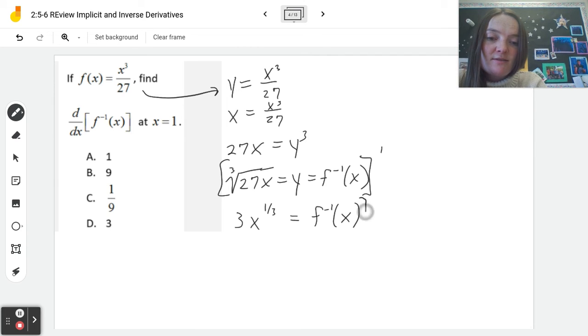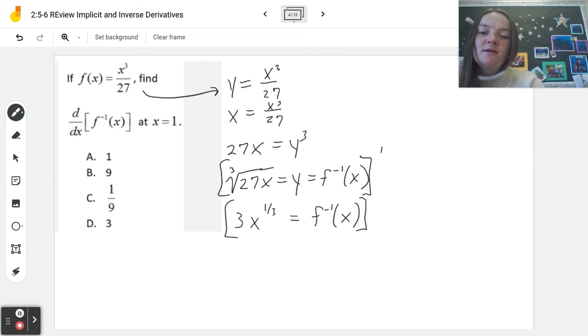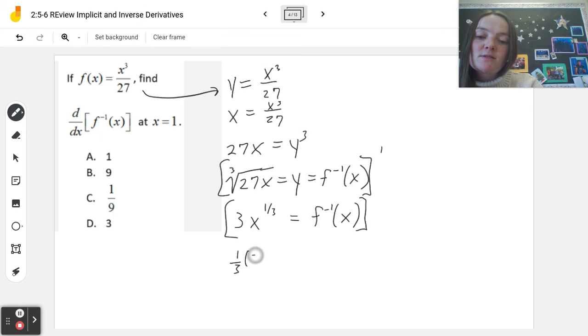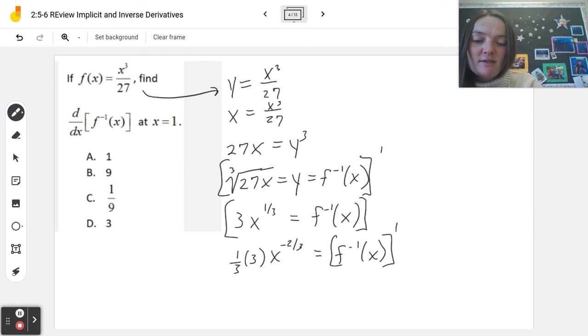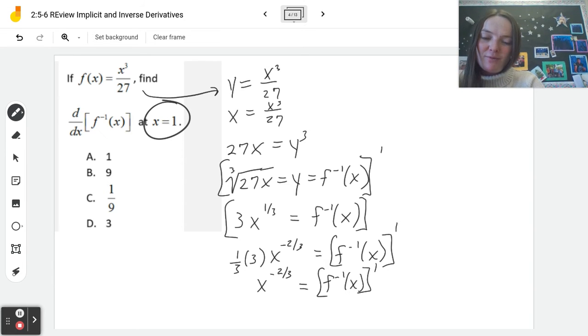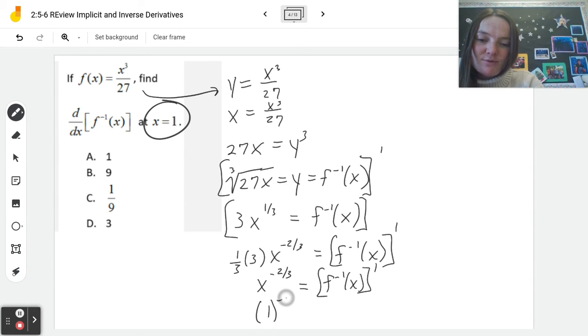And all we're going to do is take the derivative. If I take the derivative here, I'm going to get 1/3 times 3x to the negative 2/3 is equal to f inverse of x prime, the derivative of the inverse. If I simplify this, I'm just going to get x raised to the negative 2/3 is equal to the derivative of the inverse function. All they want to know now is evaluate it at 1. Okay, well, that's super easy. 1 raised to any power is going to be 1. And so the answer here is A.